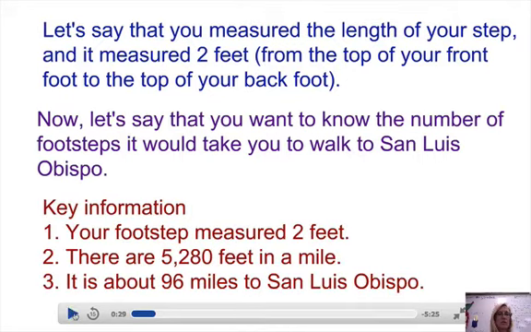All right, so remember those three things we need to know. The measure of your footstep, which is 2 feet, that there are 5,280 feet in a mile, and it's about 96 miles to San Luis Obispo.